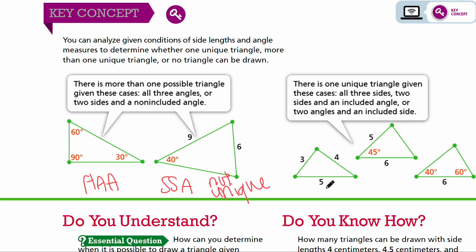And then if there are sides that are fixed, all three sides fixed, or side, angle, side, and then angle, side, angle. Oh yeah, we talked about angle, side, angle. Then this is a unique triangle.